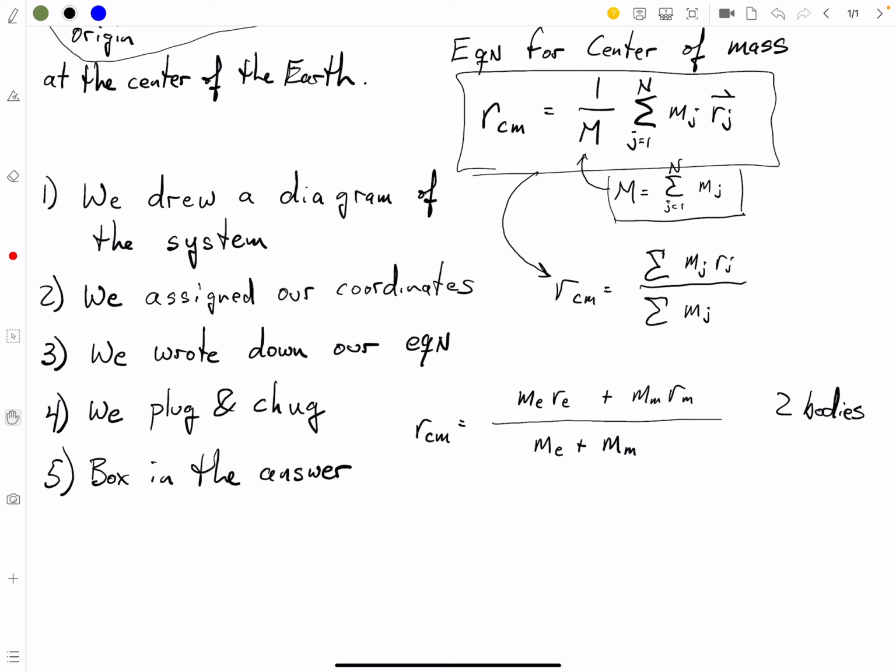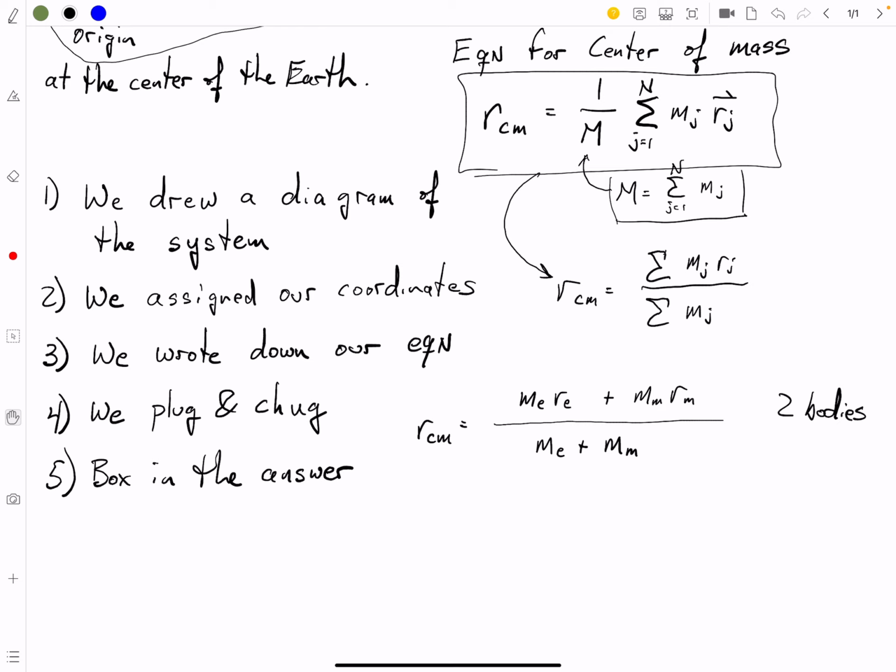And then we're going to add up all the bodies. So let's do it. This bit goes down here, and that top one goes up there. Okay? That's it.